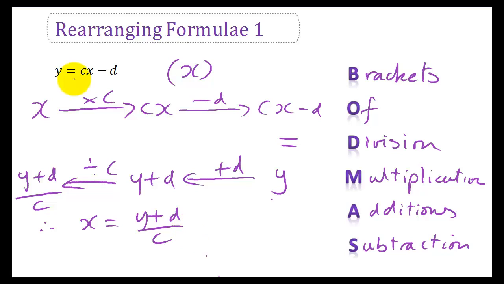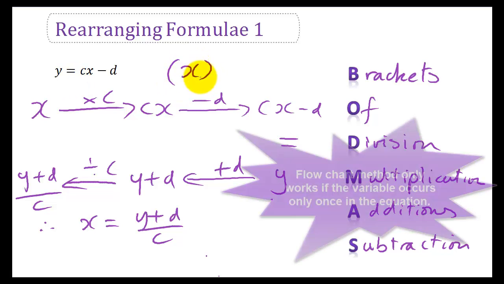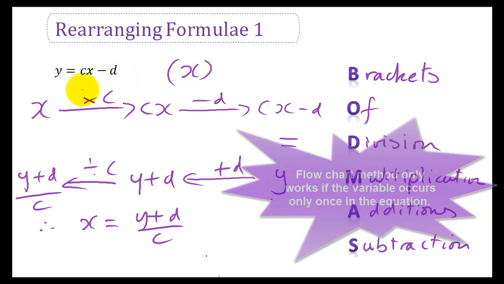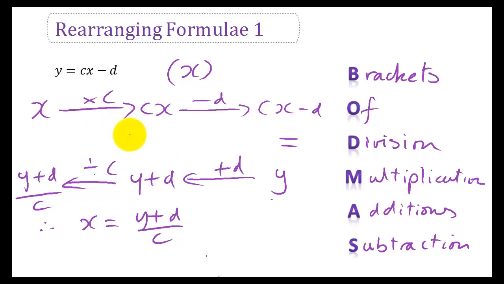Now I'm going to show you how most mathematicians will do this. Most mathematicians don't use flowchart methods because they're limited. They only work if there's only one instance of the thing you're rearranging, like the x. If you have cx minus dx, it's much more tricky to rearrange using flowcharts because you don't know where to start. But for simple ones like this, a flowchart gives you a good idea how to understand the order of operations and get a good foothold on them.